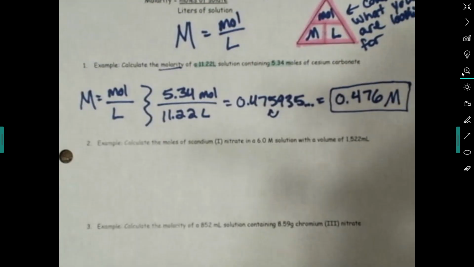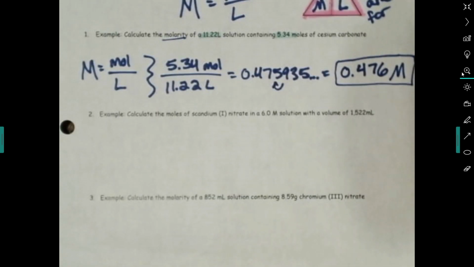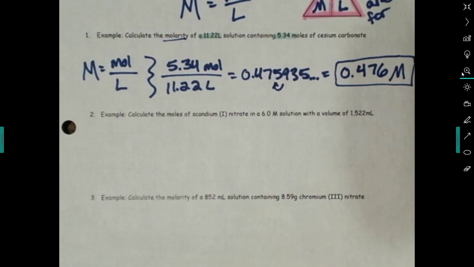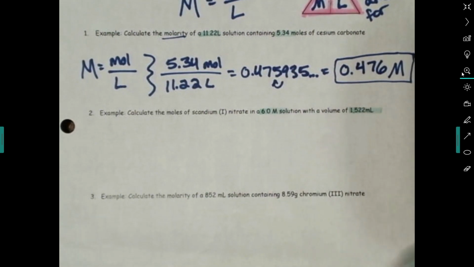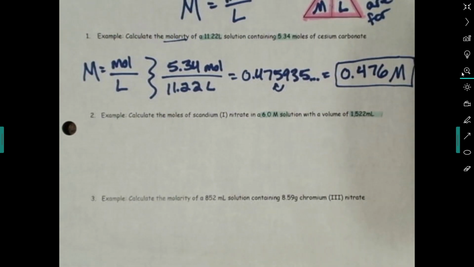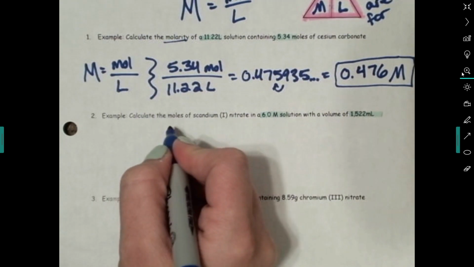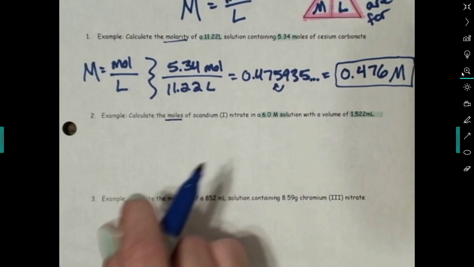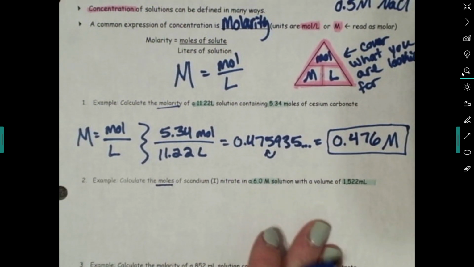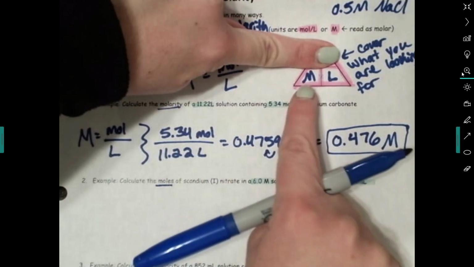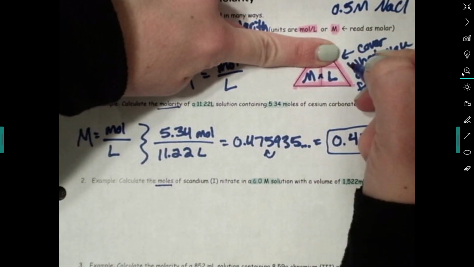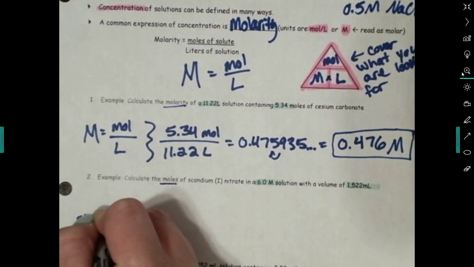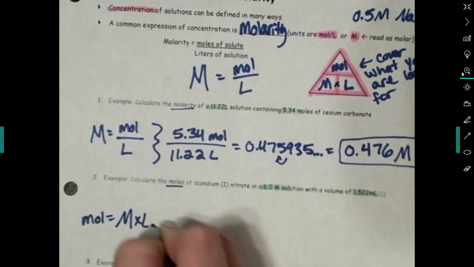So this example says calculate the moles of scandium(I) nitrate in a 6 molar solution with a volume of 1,522 milliliters. Okay, so what am I given? I'm given molarity, I'm given milliliters, and I'm trying to find moles. So if I want to solve for moles, I need to cover moles with my finger. And that means I need to do molarity times liters. This is times. Okay, so moles equals molarity times liters.